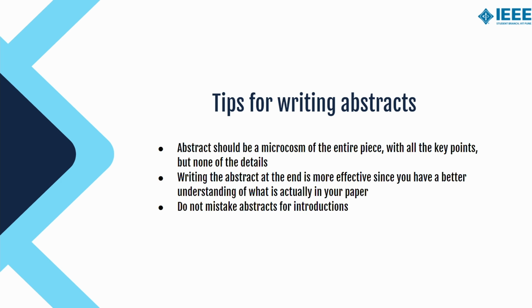Write the abstract in the end. Because the abstract comes first, it is tempting to write it first. However, writing the abstract at the end is more effective since you have a better understanding of what is actually in your paper. You will also discover new implications as you write and perhaps even shift the structure a bit. In any event, you are better prepared to write the abstract once the main paper is completed.